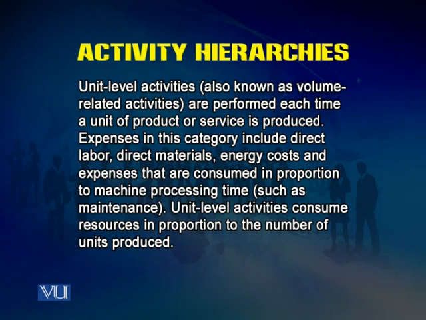For example, as 10% more units are going to be produced, it might be that 10% more labor, or 10% more machine hours, or 10% energy cost in addition will be consumed. So these activities which are directly proportional to the unit level production, then they are called unit level activities. Unit level activities consume resources in proportion to the number of units produced.